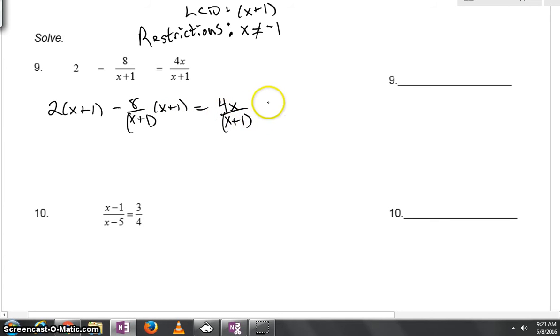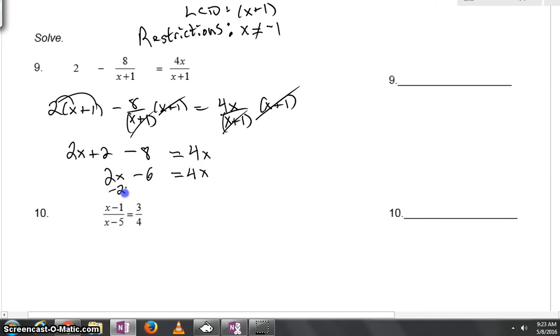What you're going to see is every fraction is going to disappear. You have x plus 1's on top and down below for the fraction on the right side and that other fraction on the left. Here we're going to distribute. We'll get 2x plus 2. Here's a minus 8. We can very quickly combine our like terms. 2 minus 8 becomes a negative 6.